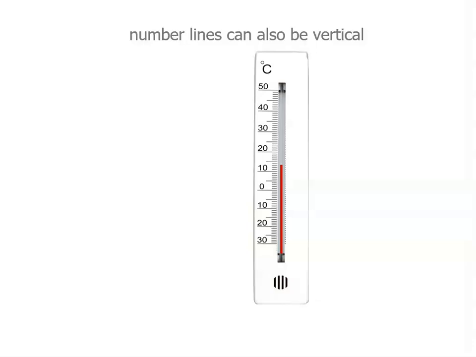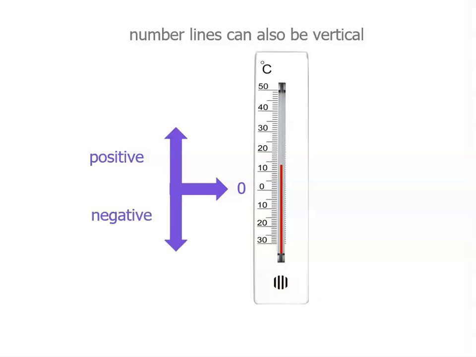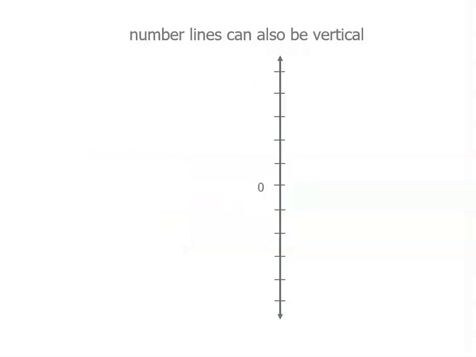Now, number lines can also be vertical. Think of a thermometer. So we've got temperatures above zero or at zero. Above zero there, they're positive, and below zero are negative. But instead of left to right, these go up and down. So that's like a number line.